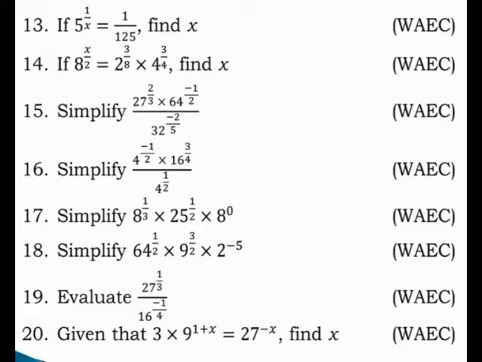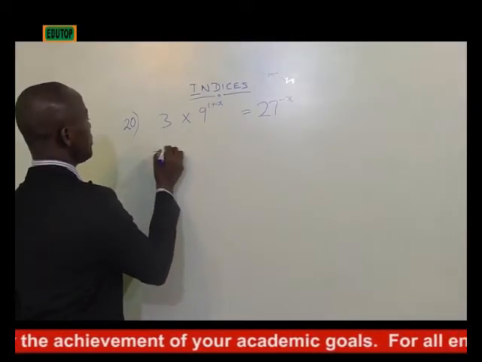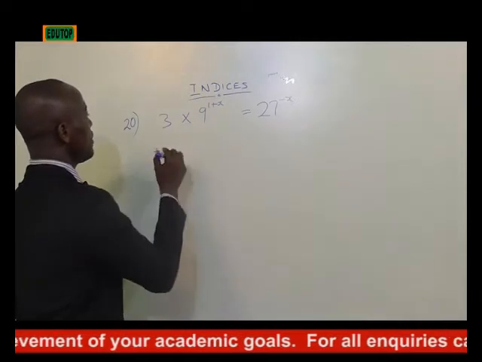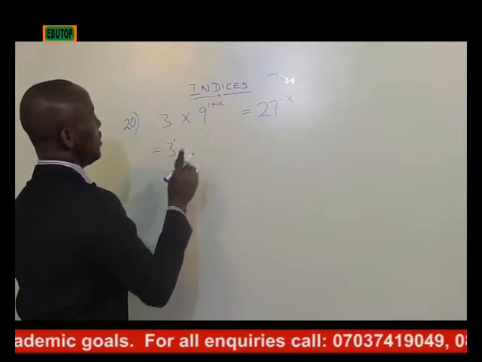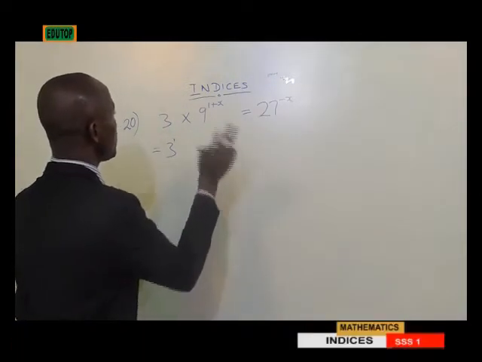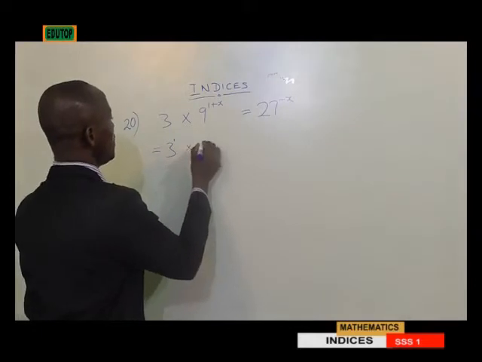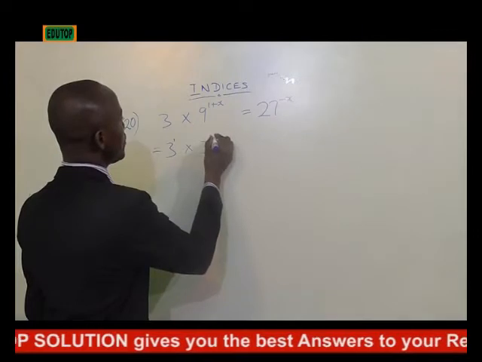Example number 20. Given that 3 times 9 raised to power 1 plus x is equal to 27 raised to power minus x, find x. This 3 can be rewritten as 3 raised to power 1. We'll take this 9 to base 3 also, and change it to 3 raised to power something. This will be 3 raised to power 2. Our 9 is 3 raised to power 2.